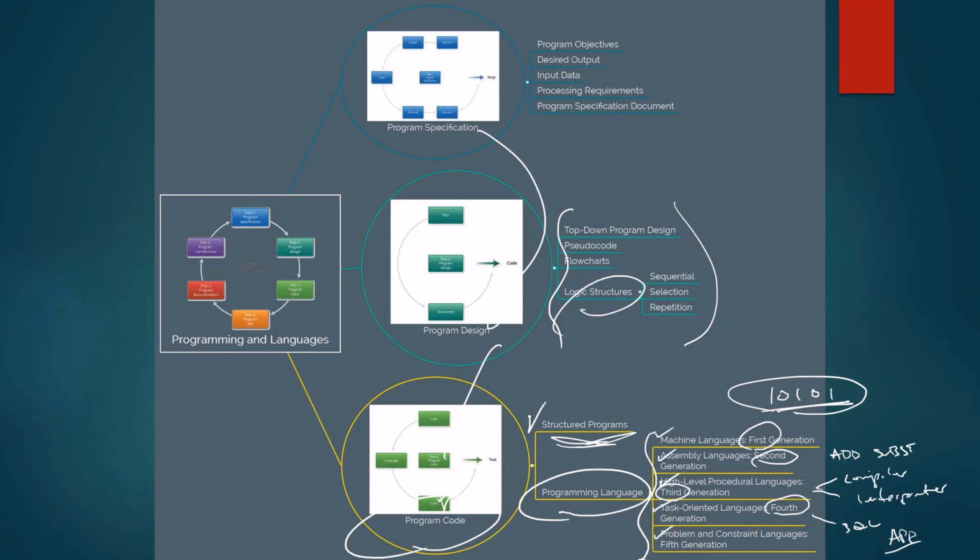And finally, we have what's known as problem and constraint languages, fifth generation languages. Fifth generation languages incorporate the concepts of artificial intelligence to allow a person to provide a system with a problem and some constraints and then request a solution. That is the language that we're headed towards, fifth generation. But right now we're at third and fourth.